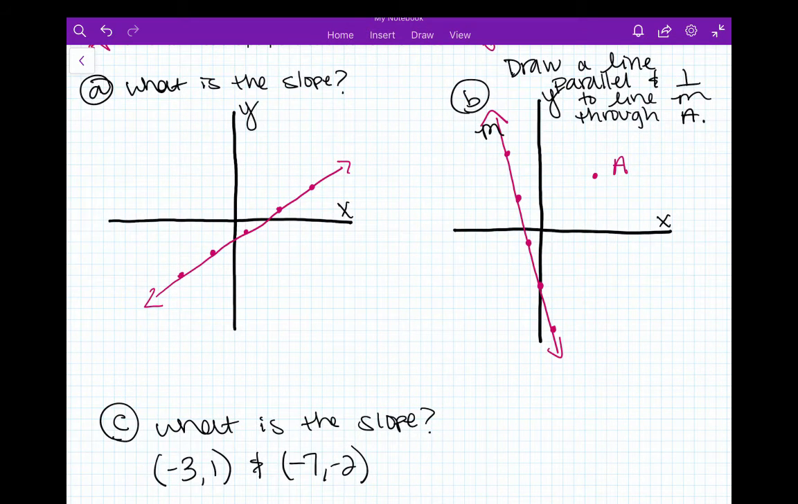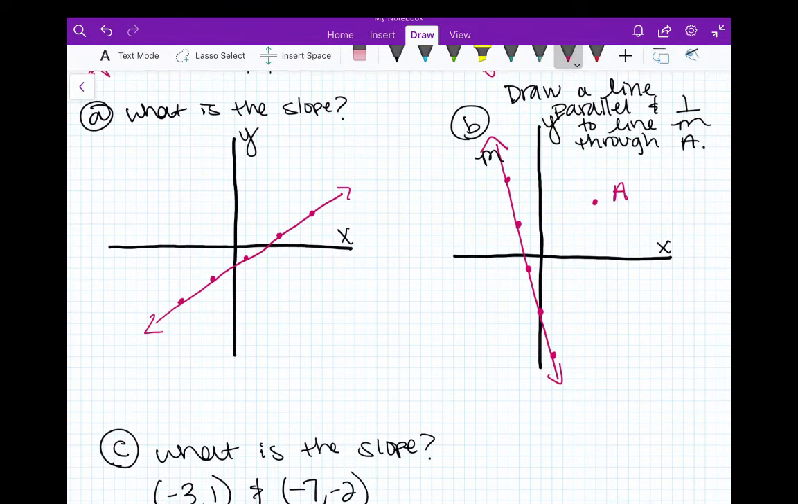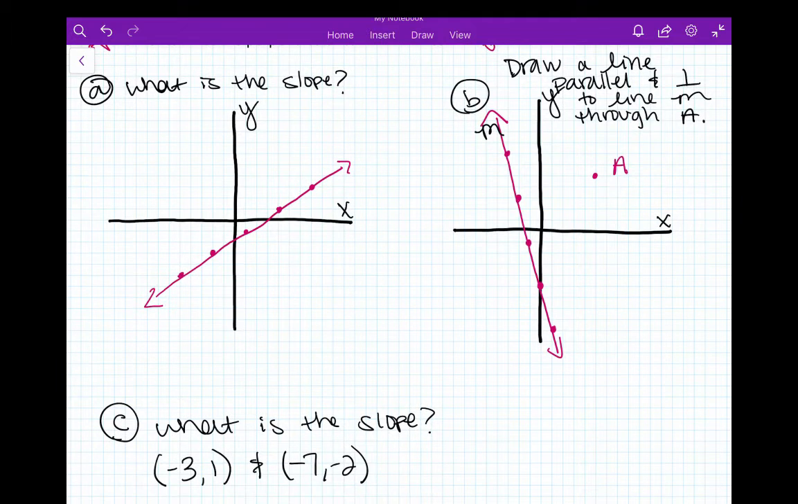Okay, so in example A, what is the slope? So I have multiple points on this line. Remember, a linear function is a function that has a constant rate of change, which is the slope. So it doesn't matter what 2 points I use. So I'm going to use this point and this point.